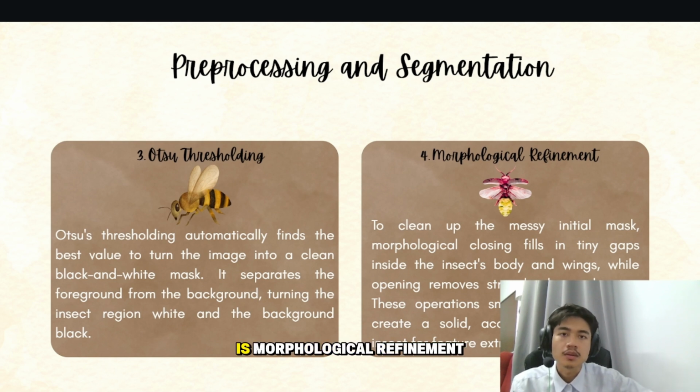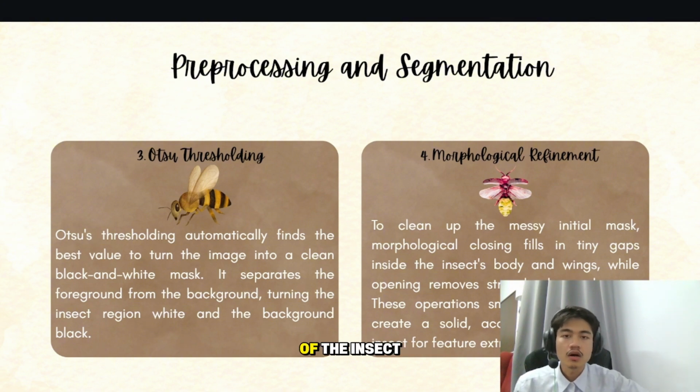The fourth step is morphological refinement. To clean up the messy initial mask, morphological closing fills the tiny gaps inside the insect's body and wings, while opening removes stray background noise. This operation smooths the edges and creates a solid, accurate outline of the insect for feature extraction.